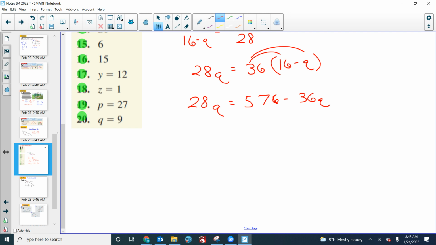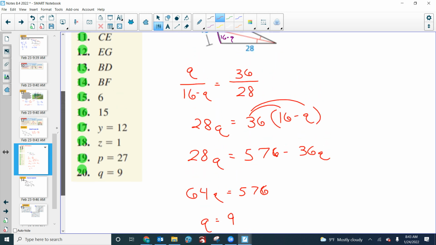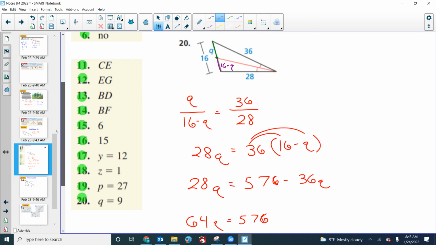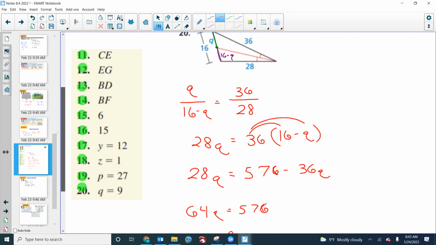And then, did you add 36Q? Yeah. What'd you get? 64Q. Good. And then divide by 64. Q is, is it 9? Q is 9. I always want to make sure we answer what they asked. I think it just said to find Q. And that's an easy check.